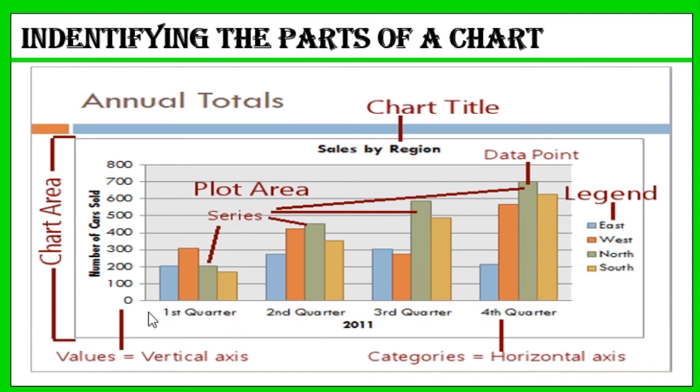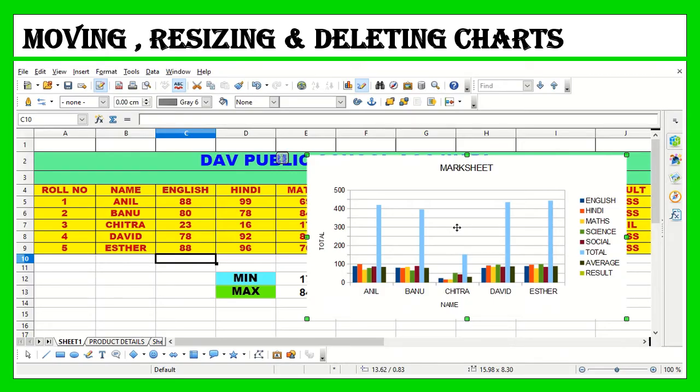Axis. So vertical axis is often referred to as a y-axis and horizontal axis is referred to as a x-axis. Data series. Data series is nothing but the values, and value axis means it represents the values or units of the source data. Category axis are used to identify each data series. You can also move, resize and delete the chart.